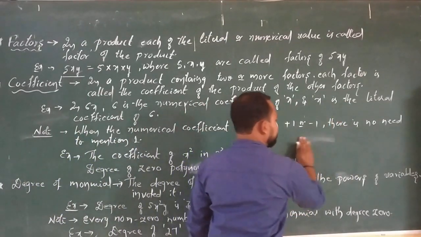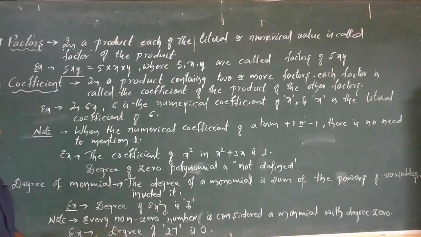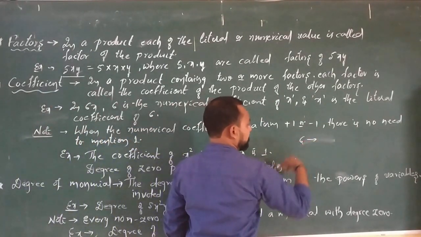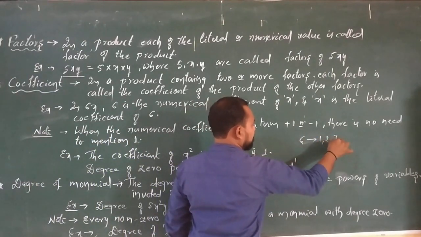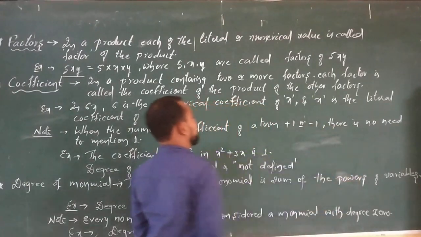These are the factors of 3abc. For example, take 6. Then what are the factors? 1, 2, 3. So these are the factors of 6.